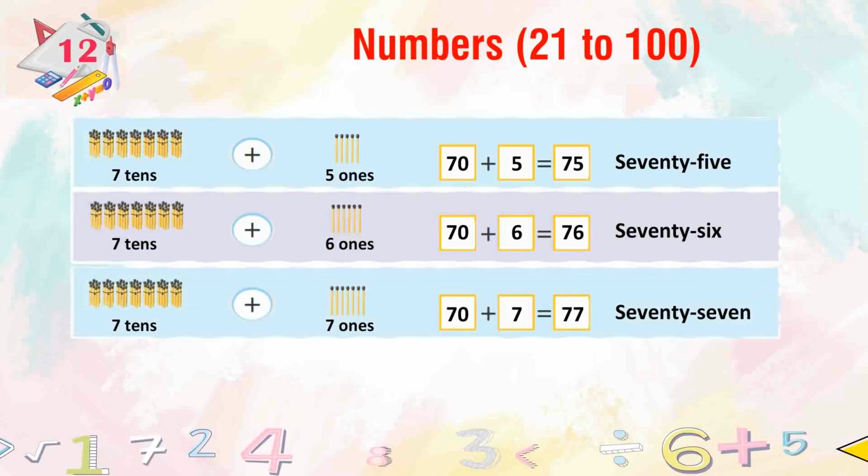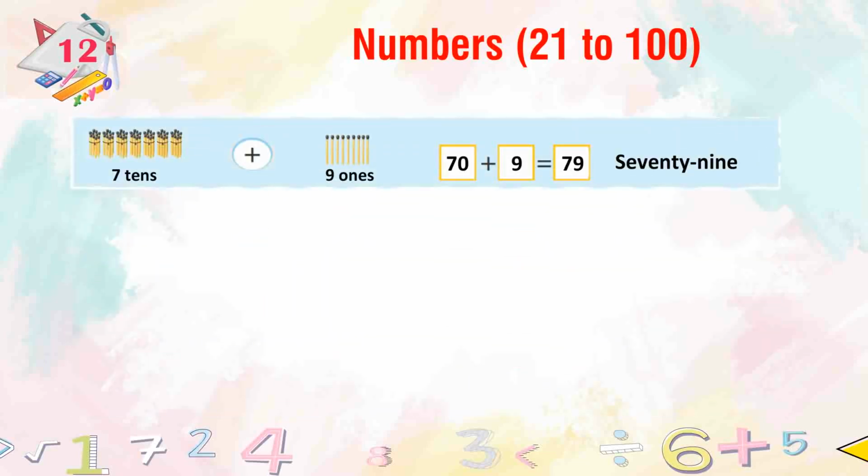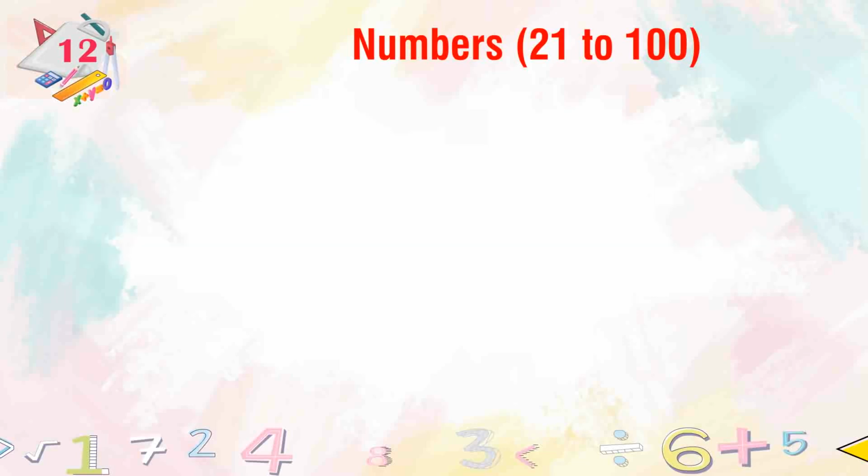7 tens plus 7 ones, 70 plus 7 is equal to 77. 7 tens plus 8 ones, 70 plus 8 is equal to 78. 7 tens plus 9 ones, 70 plus 9 is equal to 79. 7 tens plus 10 ones, 70 plus 10 is equal to 80.